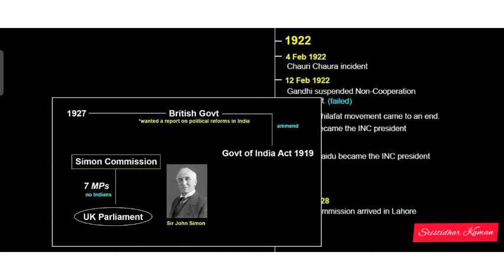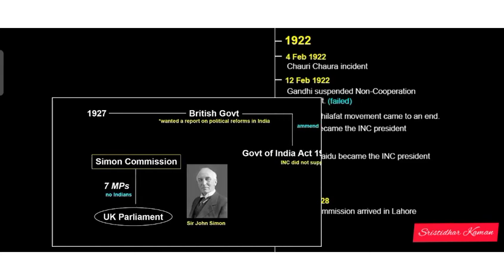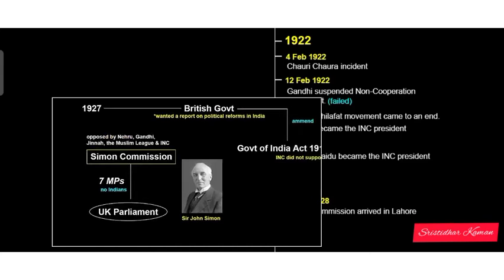The commission was composed entirely of British members, with not a single Indian member in it. Indians were outraged at their exclusion from the commission. If you remember, the Congress did not support the Government of India Act 1919. The commission was strongly opposed by many Indians. It was opposed by Nehru, Gandhi, Jinnah, the Muslim League and the Indian National Congress because it contained 7 members of the British Parliament but no Indians. By the way, the Muslim League was split on this issue. Jinnah, along with the majority of the Muslim League leaders, boycotted the Simon Commission. A certain section of members in the Muslim League, led by Muhammad Shafi, supported the Simon Commission.